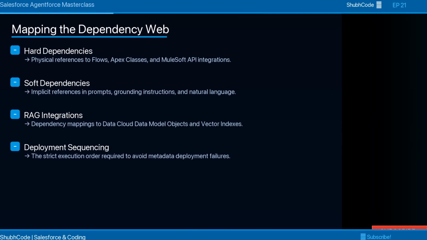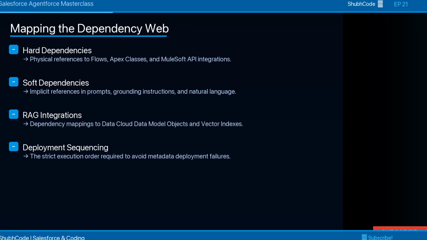Let's talk about dependencies, because this is where most deployment pipelines crash and burn. An agent is a web of connections. Your GenAiPlugin might call a GenAiPlugin action, which points to a prompt template, which is grounded on a custom object and backed by an Apex class. If you try to deploy the agent's bot metadata first, Salesforce will throw a validation error because the underlying actions don't exist yet. Think of it like building a house. You must pour the concrete foundation, your flows, Apex, and objects, before you can install the smart home automation system, which is your agent.